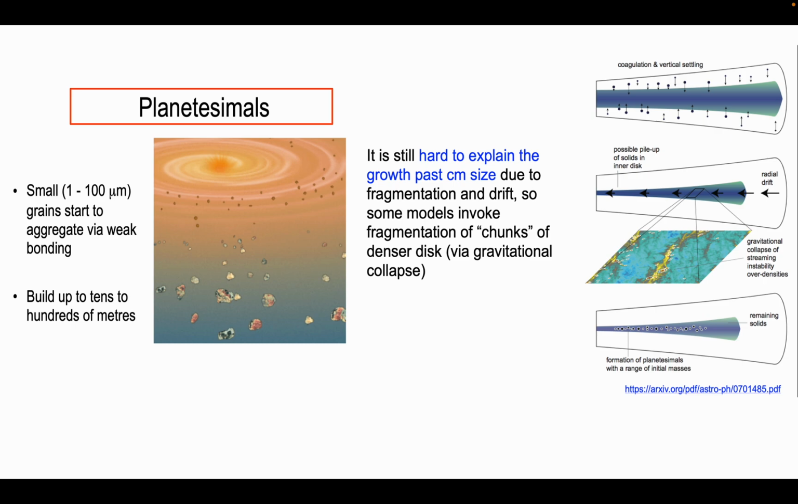We must keep in mind that it is still hard to explain the growth past the centimeter size from grain to planetesimal formation, as there are two processes, fragmentation and drift. So some models invoke the fragmentation of chunks of the denser disks also.